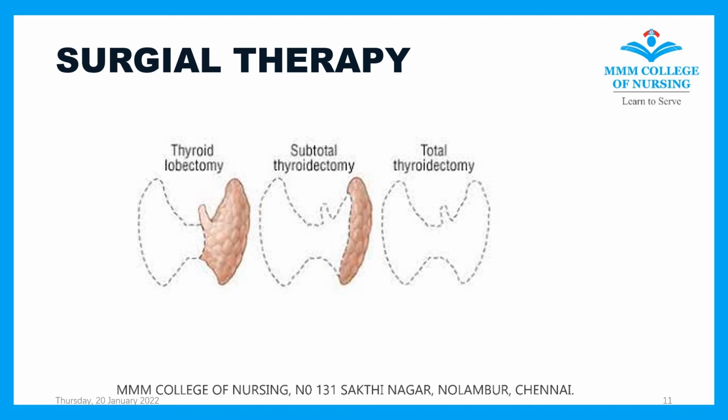The third choice of treatment for thyrotoxicosis is surgical management. The main objective of this surgical management is that they will do thyroidectomy. It can be a subtotal thyroidectomy or a total thyroidectomy. Usually they will go for subtotal or total thyroidectomy. The objective of this surgical management is to have a complete and permanent control of thyrotoxicosis. That is the main objective.